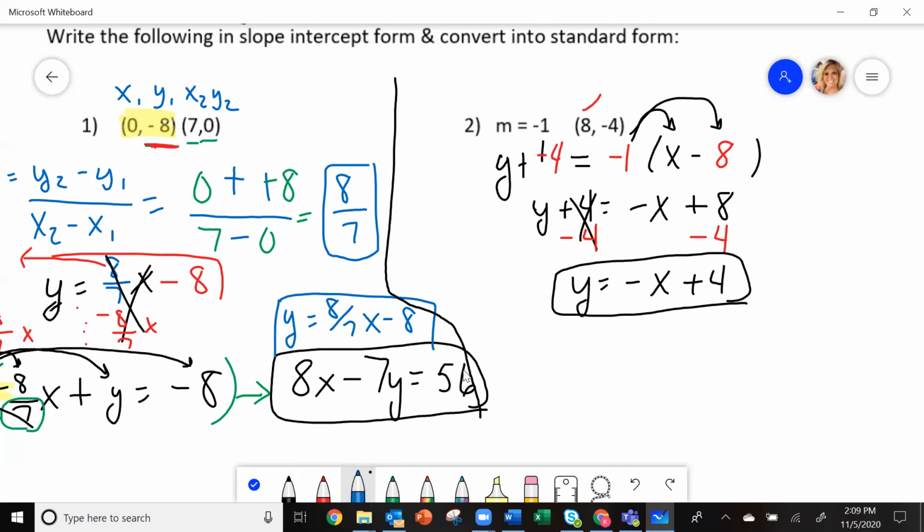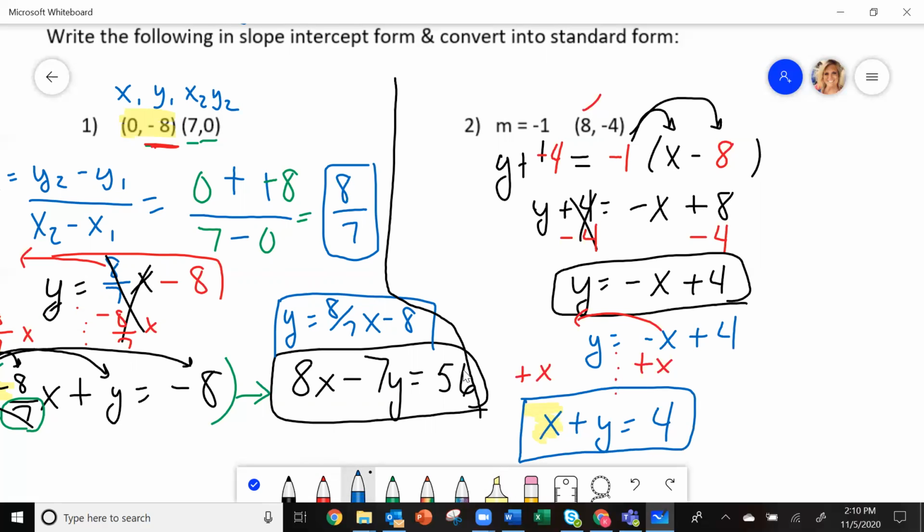Now to move it into standard form, y equals -x plus 4. x and y have to be on the same side, so I'm going to move this x to the other side by adding x. So I'm going to get x plus y equals 4. The rules are there can be no fractions. There's no fractions. And this lead number right here has to be positive, which it is. This is my equation in standard form.